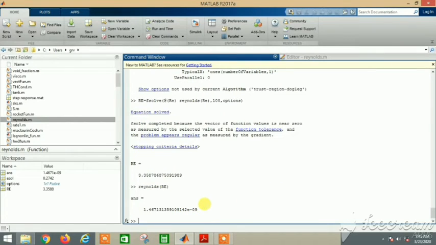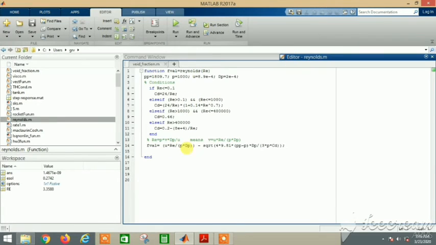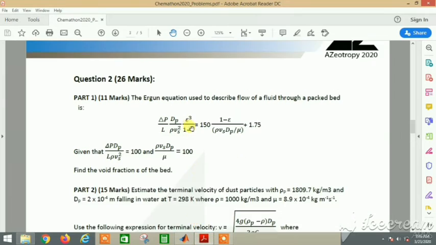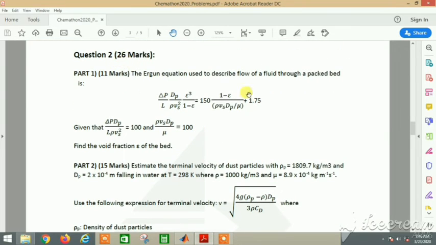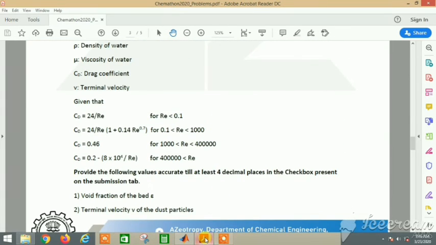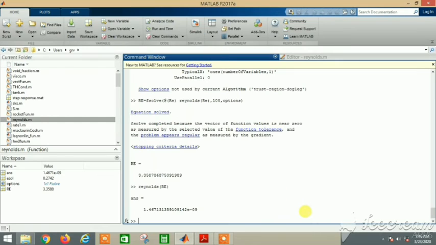Okay, so I get this answer, and let's put it in Reynolds. So Reynolds and my Re. Wow, this is very, very accurate, like 10 raised to power minus 9 is really accurate. So you can actually change your optim options, but I guess till this point it is quite a satisfactory Reynolds number, and using this Reynolds number you can actually get the value of your V. You can either use this function or this whole function. I would prefer to use this because this is very small, and you can get your terminal velocity.